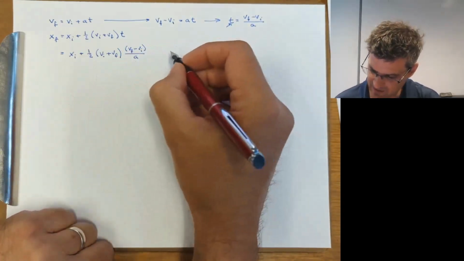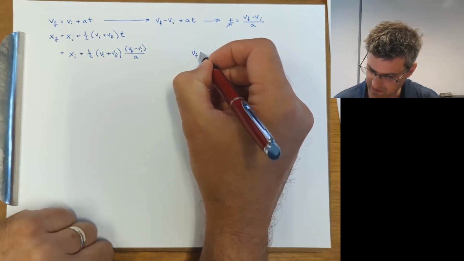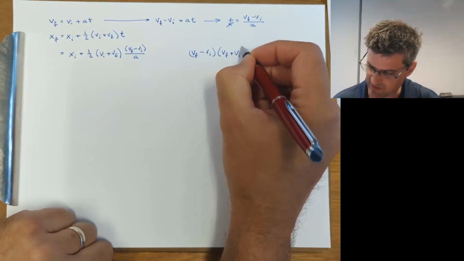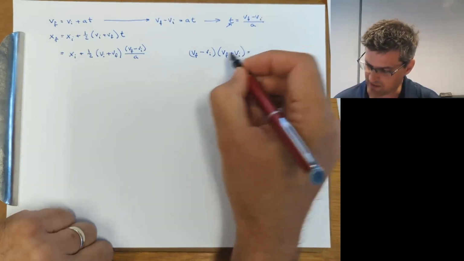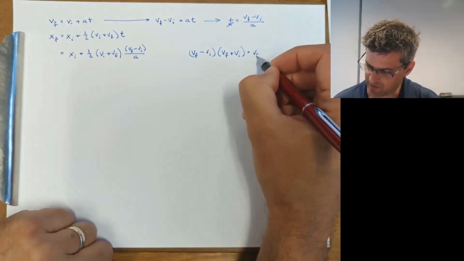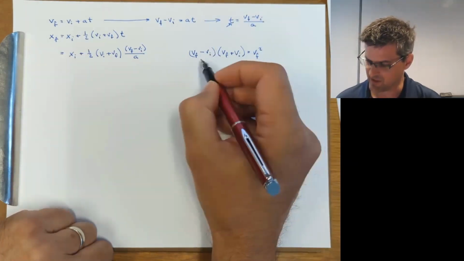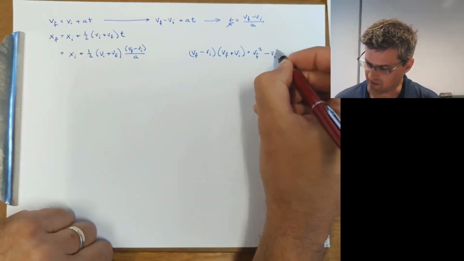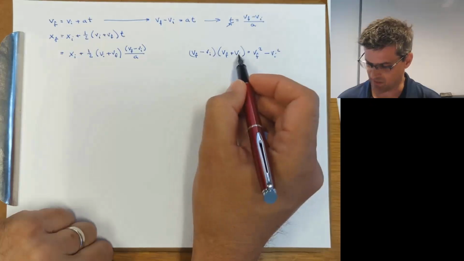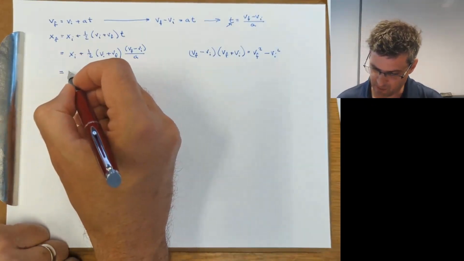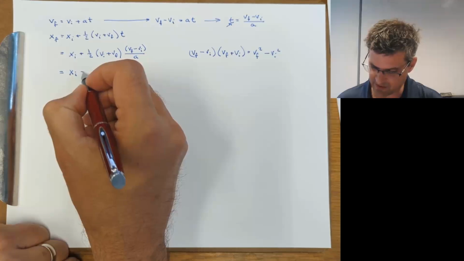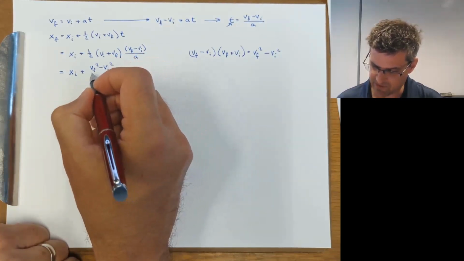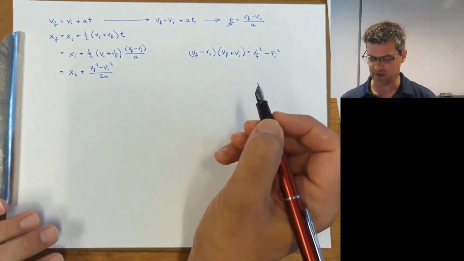This, (v final minus v initial), (v final plus v initial). Multiplying these together, I've got v final squared plus v initial v final minus v initial v final minus v initial squared. That's what this combination is. So what I have is x initial plus (v final squared minus v initial squared) over 2a.